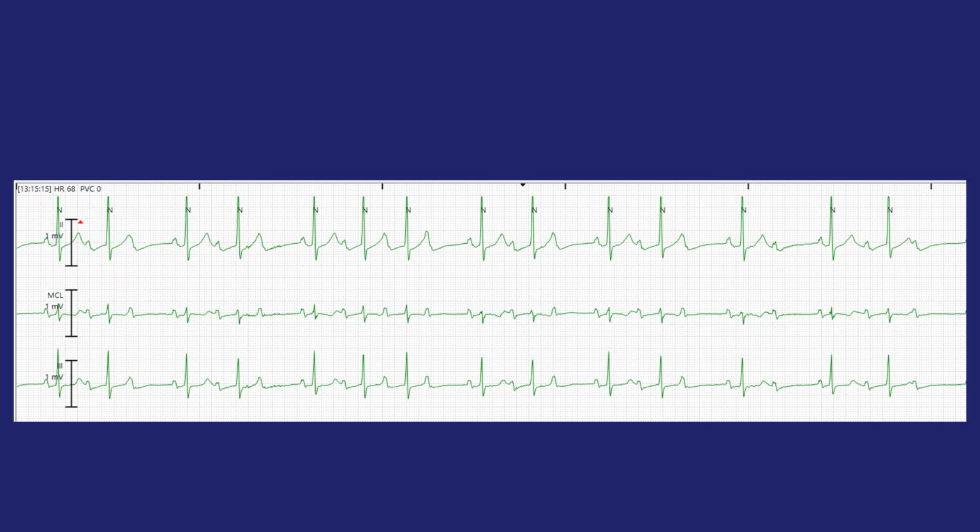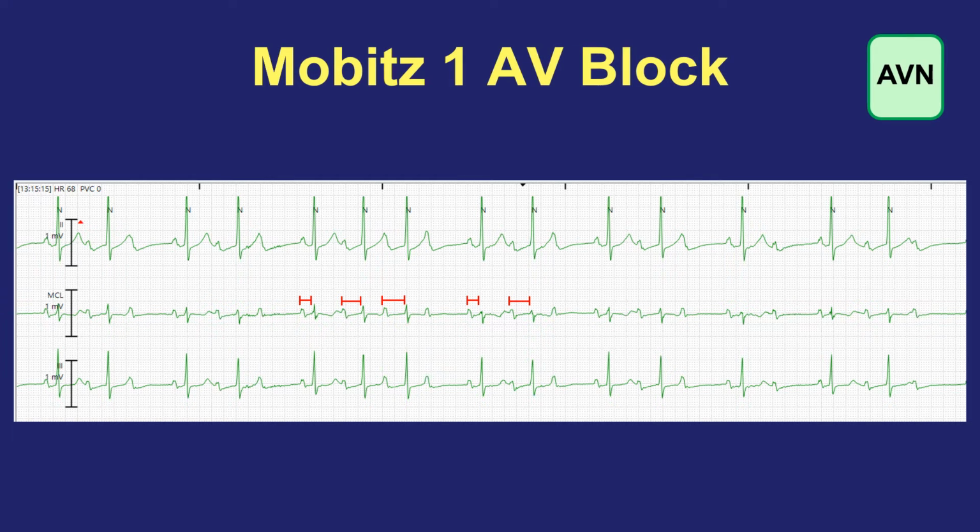Let's look at this example, which is a little bit less straightforward. Here, we don't have obvious grouped beating in a repeating pattern. There are groups of 1, 2, or 3 at a time. If we look at the PR interval, however, from one conducted P to QRS to the next, you'll see that the PR intervals are indeed prolonging as they were in the previous strip. That actually defines this again as Mobitz 1 or Wenckebach AV block, also at the level of the AV node.